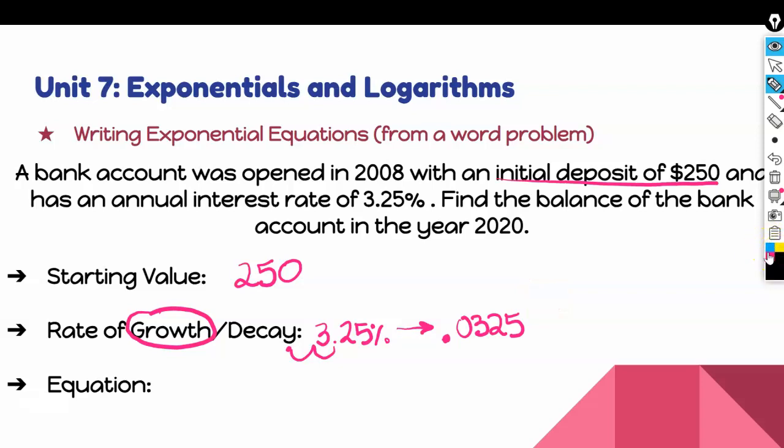Okay, I'm going to have that y equals my starting value. And since it is growth, and you are going to have a growth problem, so you don't have to worry about decay, it's going to be 1 plus that decimal to whatever that time is.